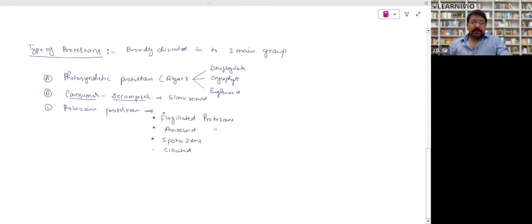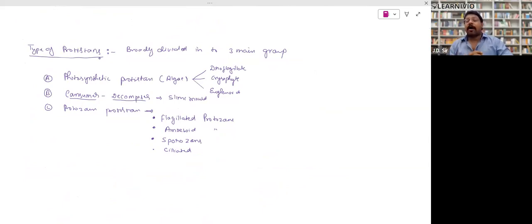Then there are general characteristics. Then again, types of Protista. So again, on the basis of nutrition, you can come to know. On the basis of nutrition, we have divided Protista into three categories: photosynthetic Protista, consumer decomposer Protista, and protozoan. Look, again we divided photosynthetic Protista into three categories: dinoflagellate, chrysophytes, and euglenoids.